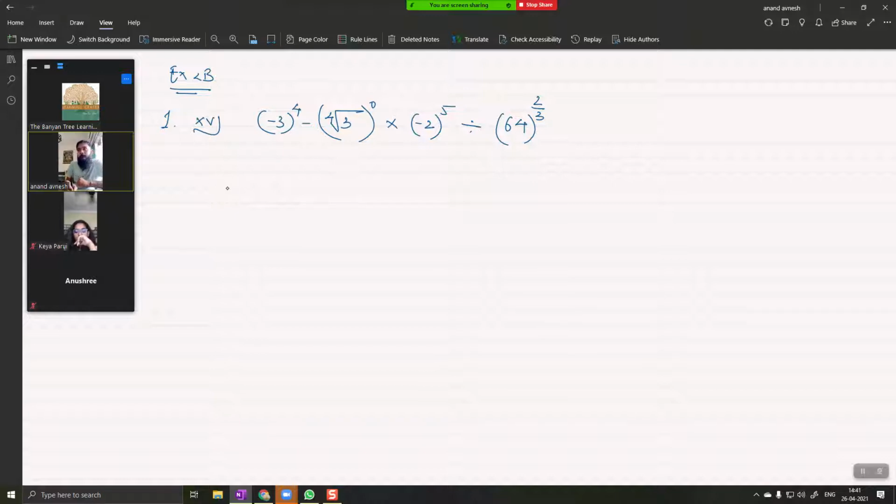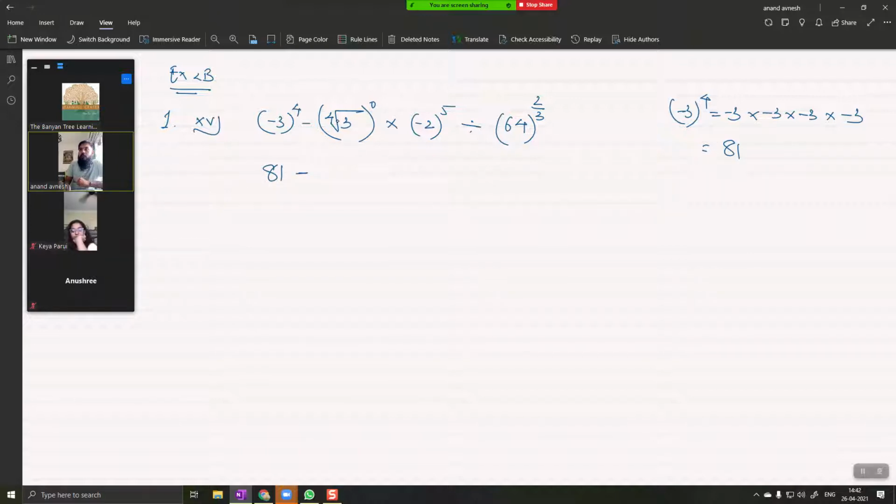Okay, so we will calculate each of the terms separately. First, minus 3 raised to 4 is how much? It is minus 3 times minus 3 times minus 3 times minus 3, 4 times. So this will be 81, right? 3 threes are 9, 9 nines are 81. Minus sign will become plus because there are even number of terms. So we have got 81 over here.